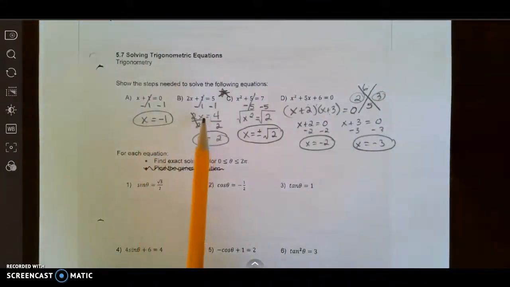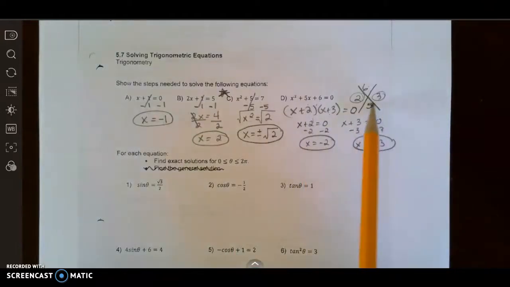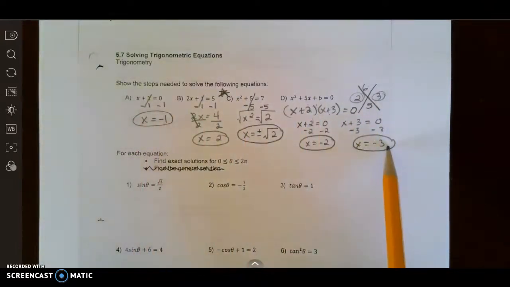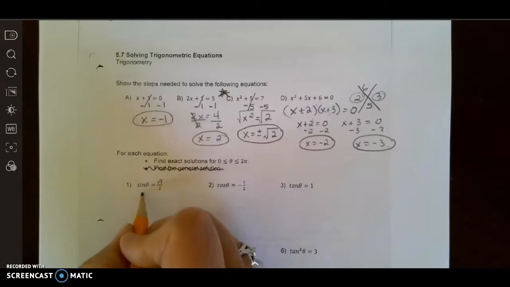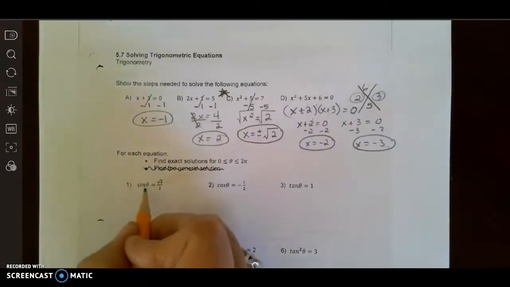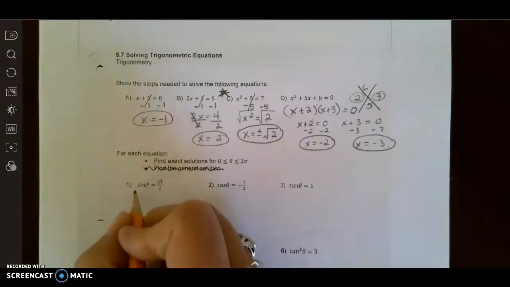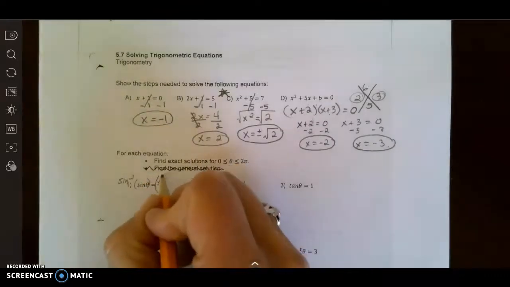You need to know how to do these 4 equations in order to be able to do what we're doing here. So we're going to take equation solving, and we're going to merge it with the unit circle, and that's going to give us trig equations. So let's start with number 1. We are given the equation sine of theta equals the square root of 3 over 2. I'm solving for theta, so I take the inverse sine of each side.